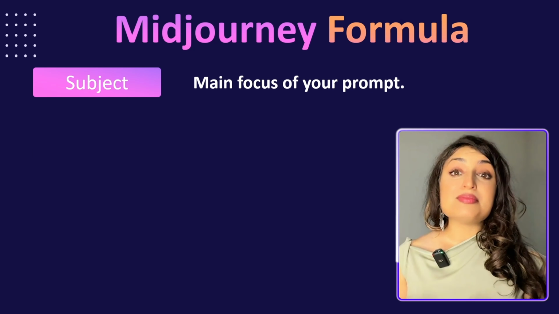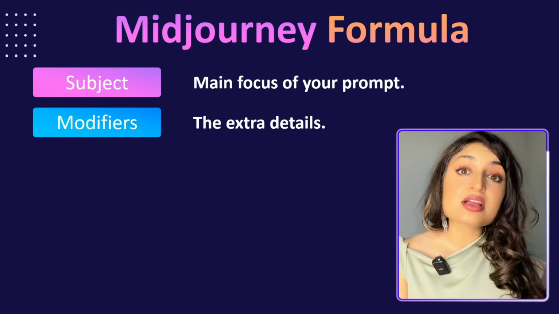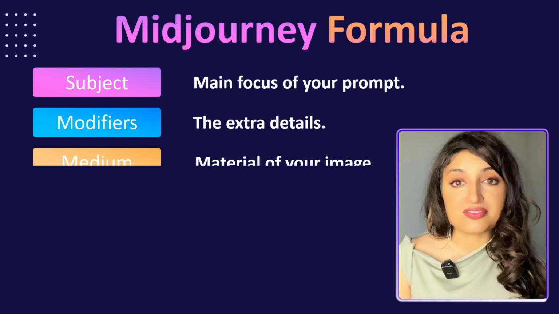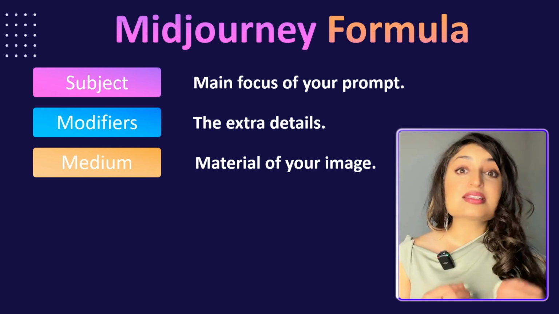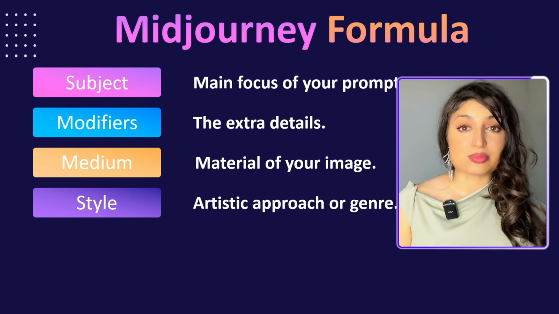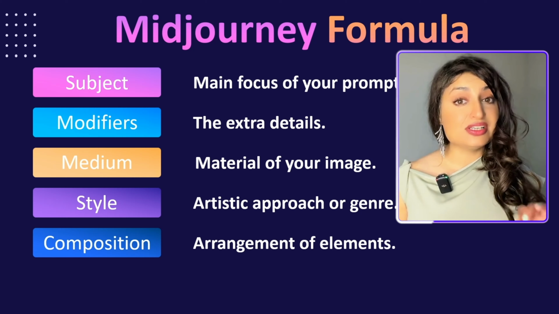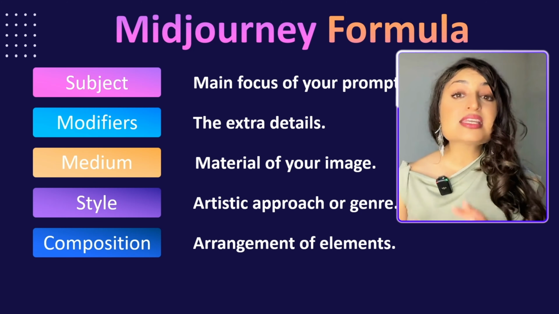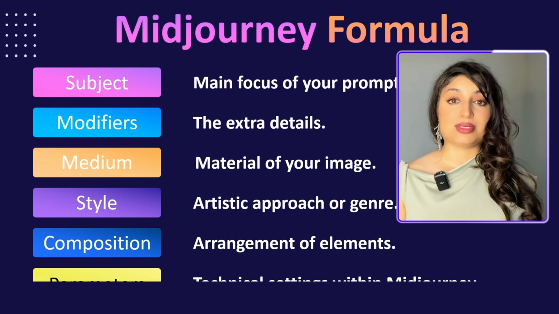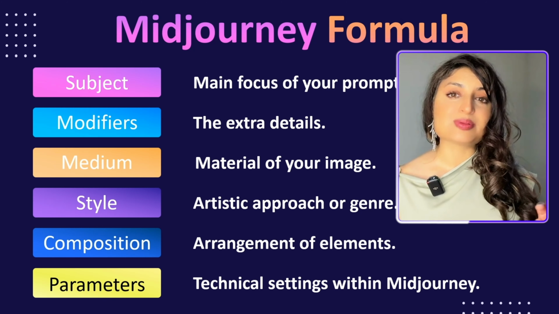The subject is the main focus of your prompt. Then you have the modifiers. These are the extra details that go along with the subject. After modifiers, you've got the medium. This is the type of artwork or visual format that you want to create. This is the artistic approach or the genre that you want to influence the image. Another essential ingredient is the composition. This is the arrangement of elements within the image. Lastly, we've got the parameters. These are the technical settings within Midjourney.